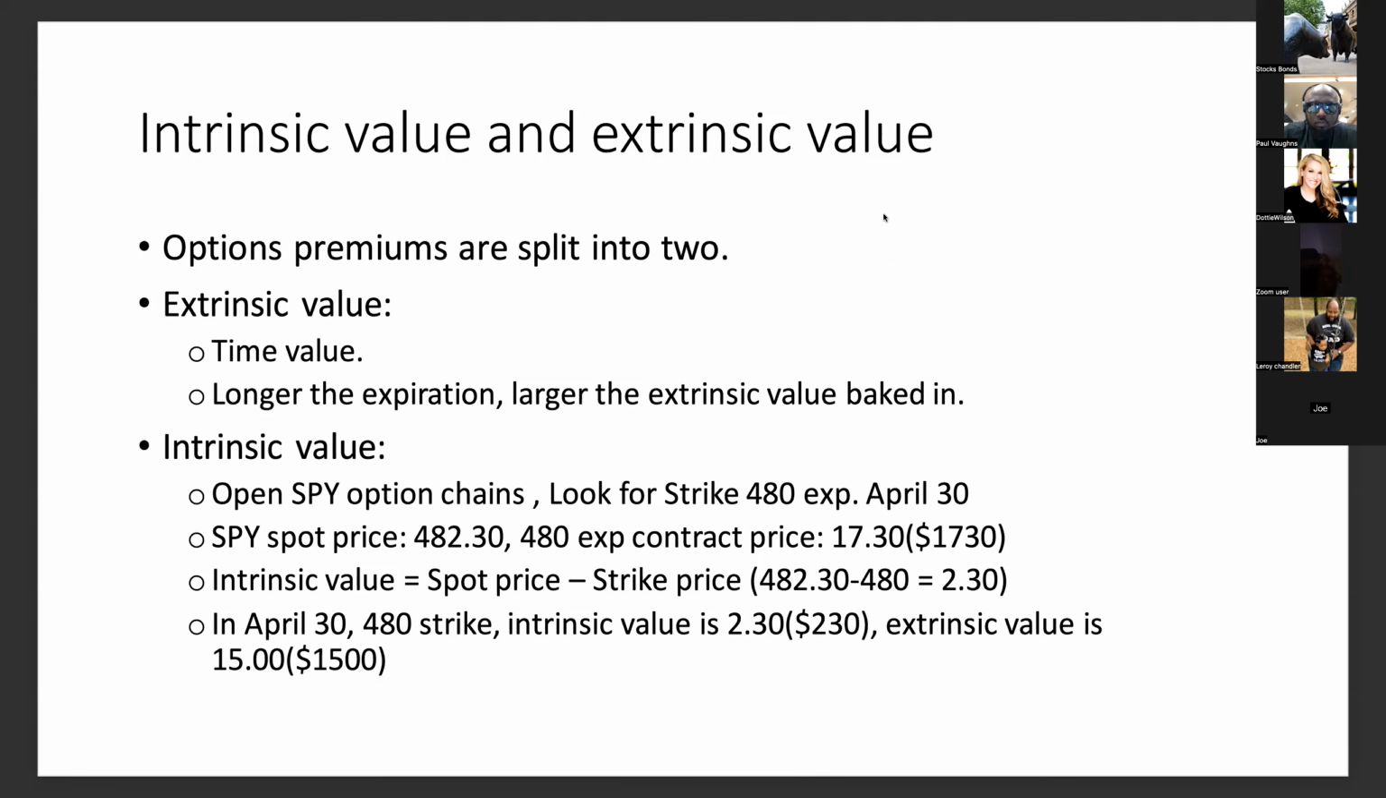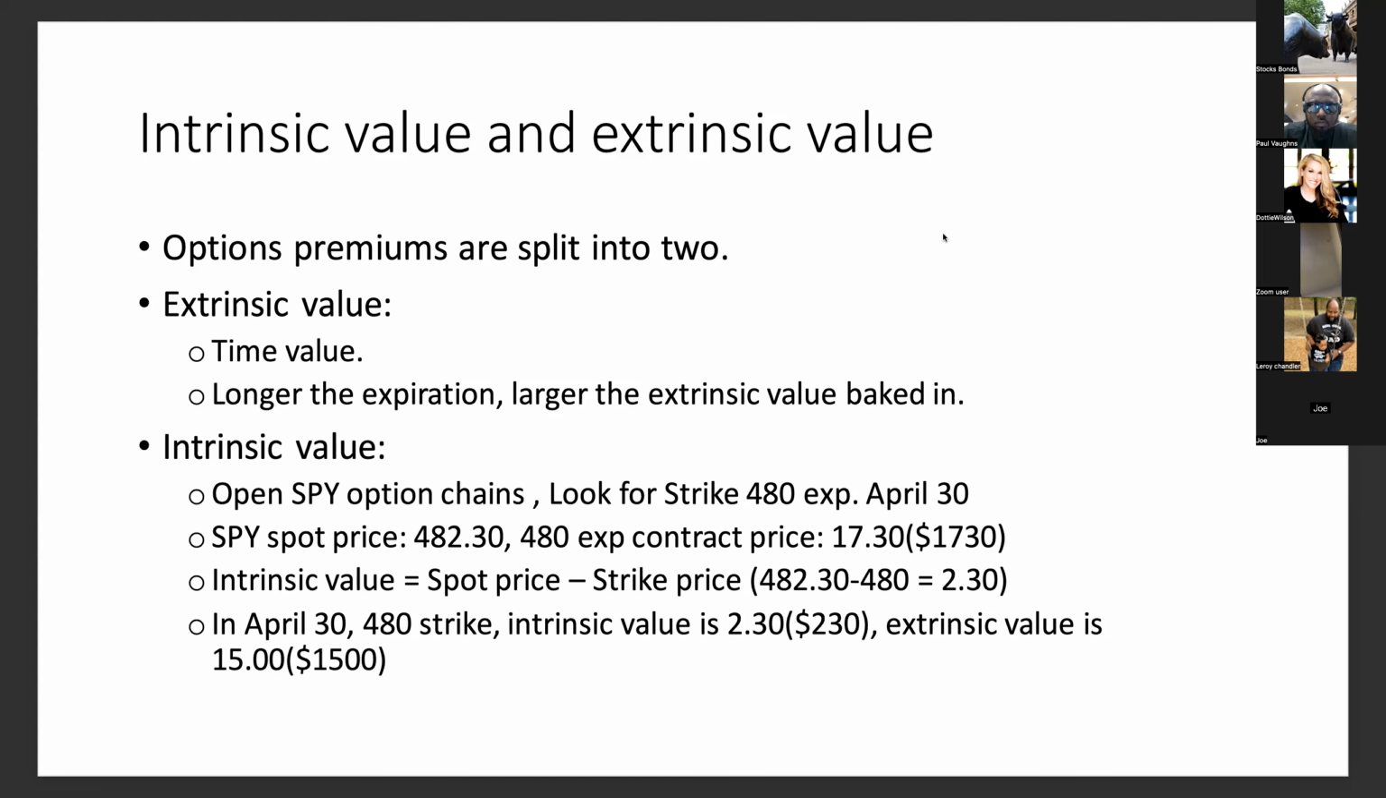Pull it up. You will see the current price of SPY when it closed out on Friday is $482.30. If you pick this contract, the 480 strike price expiring on April 30, the price of that contract is $1,730, which means you have to pay $1,730 in order to open this contract. So the $1,730 is split into two terms. Number one is the intrinsic value, and number two is the extrinsic value.